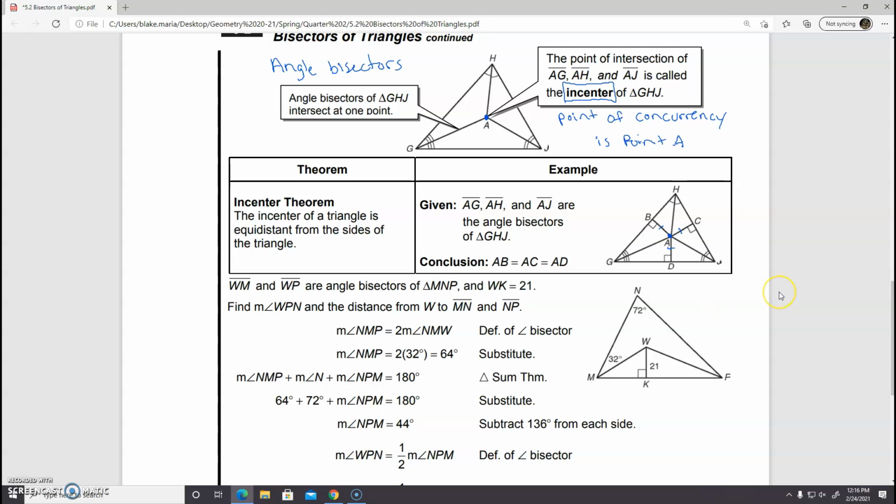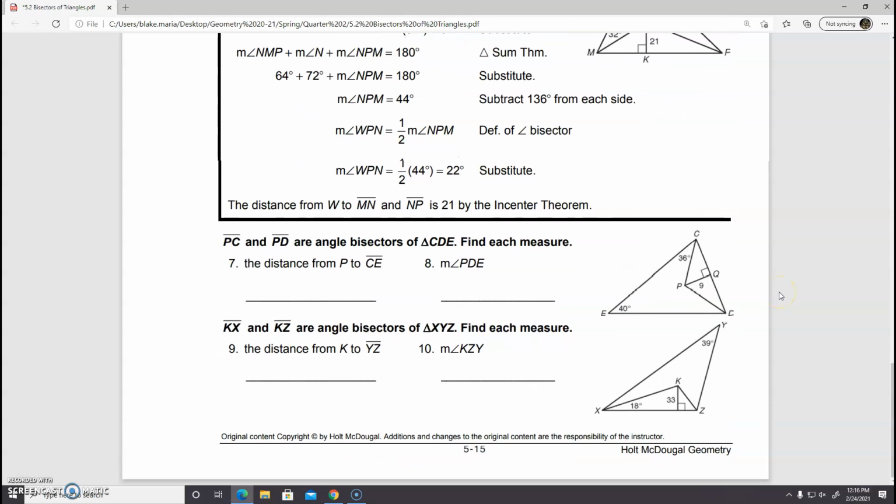All right, let's try some out. So we're going to read PC and PD are angle bisectors. So PC, well, if that's an angle bisector, if this is 36, this is 36. And PD, well, there's nothing there, but I know those are equal. So you can even, if you want to put little rainbows there, just to remind yourself. Find each measure.